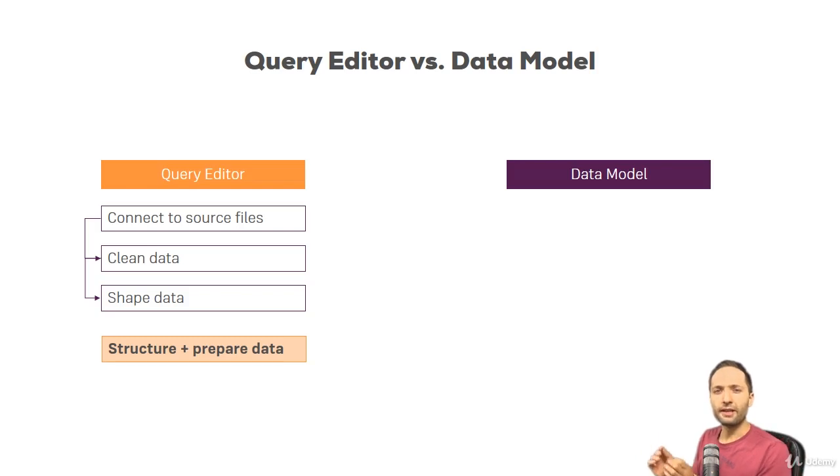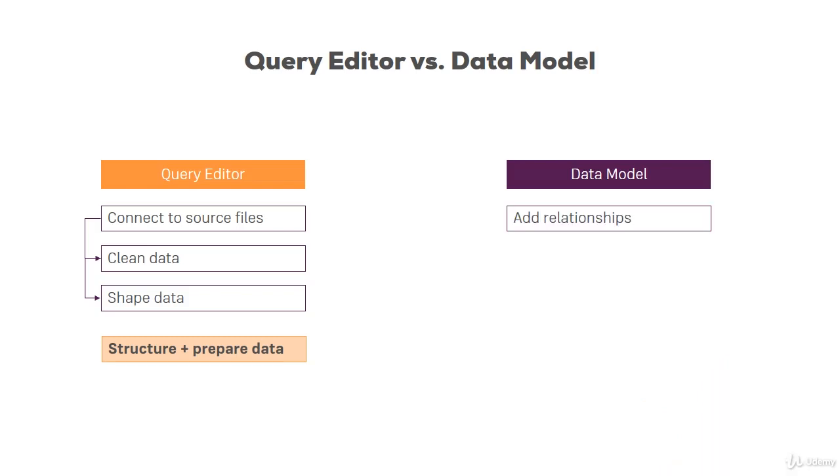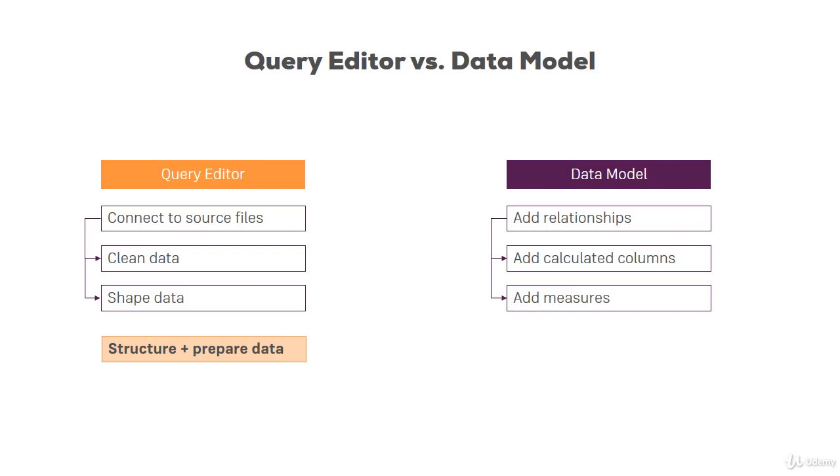Now we loaded the data into our data model, and we are in this module now. And what we will do right here is we will add relationships, and we will of course learn what relationships are, how we can build them, and why we need them actually. We will additionally learn how to create calculated columns and measures. Now, we will of course learn what the last two things are, and just one quick hint, both things are related to DAX, data analysis expressions, so this formula language of the data model.